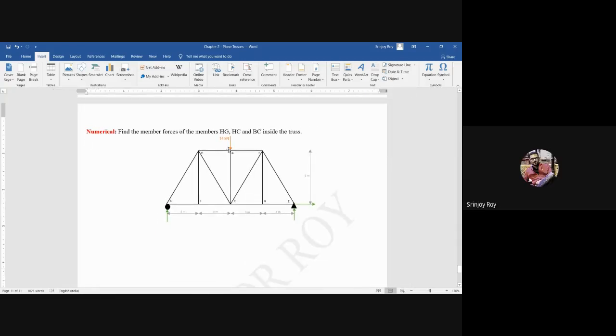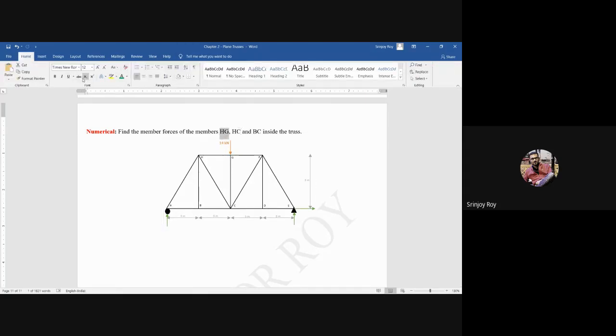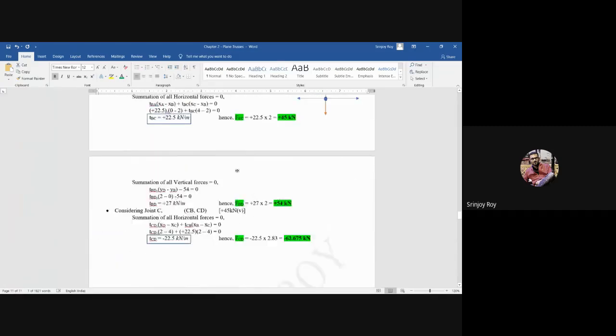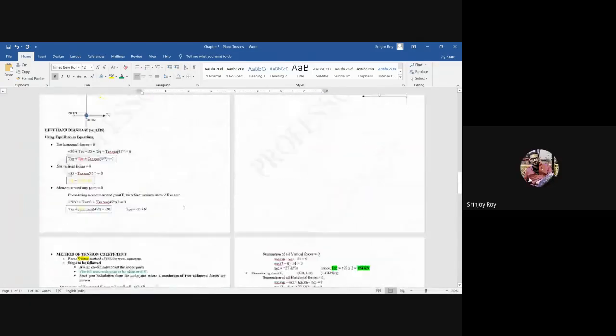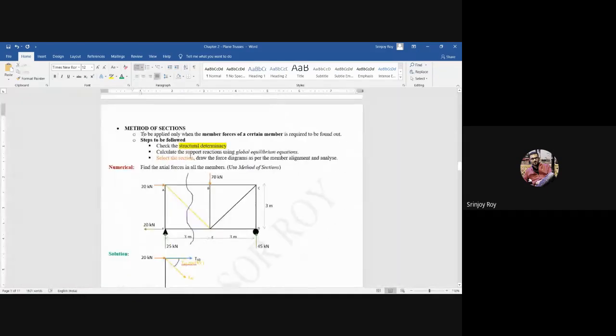यहाँ पर joint की बात नहीं हो रहा है, यहाँ पर members की बात हो रहा है। What did I tell you in the method of sections? Method of sections to be applied only when the member forces of a certain member is required to be found out, isn't it? तो ये पूरा का पूरा चीज एनालाइज करने की जरूरत ही नहीं है, don't need to waste time.